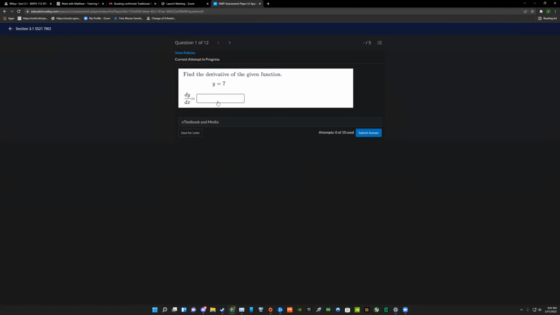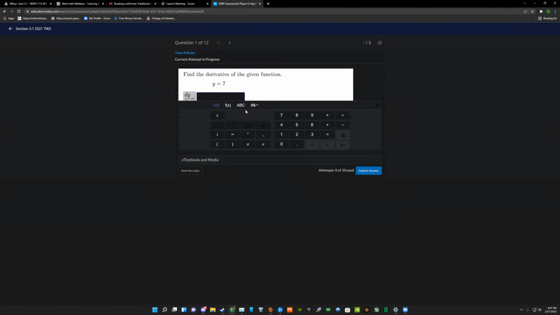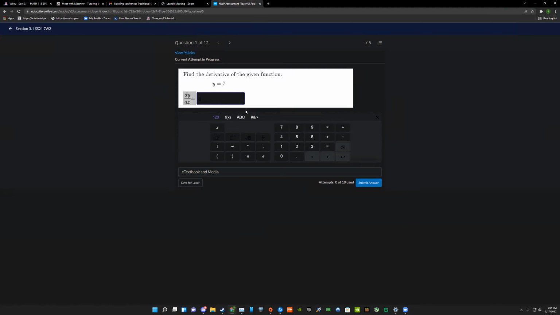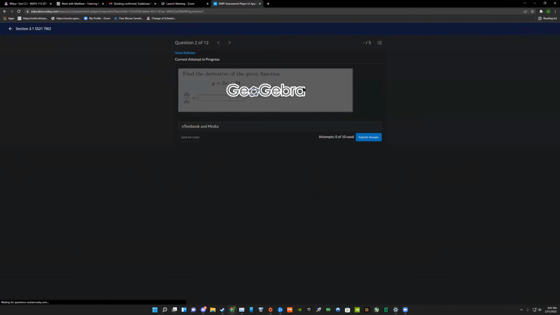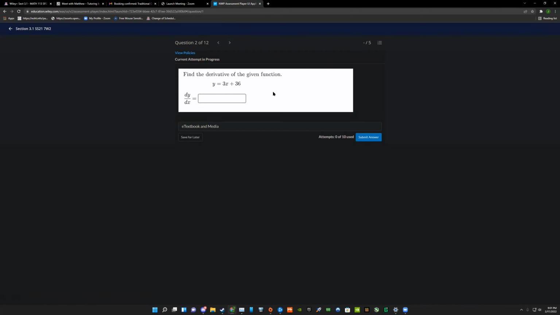Well, the derivative of a constant is always 0. Oh, I forgot about that. Yeah, so in this case, it could be y equals e, or y equals pi, it's always 0. Derivative of the given function. Okay. The derivative of this is power rule.